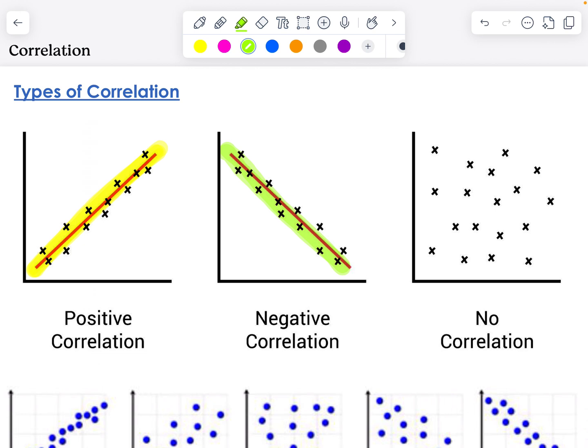And then we have what we call no correlation. And that's when all of our points are scattered all over the graph, and so they are not following any sort of pattern. Okay, so we use this when we are talking about questions about linear regression.